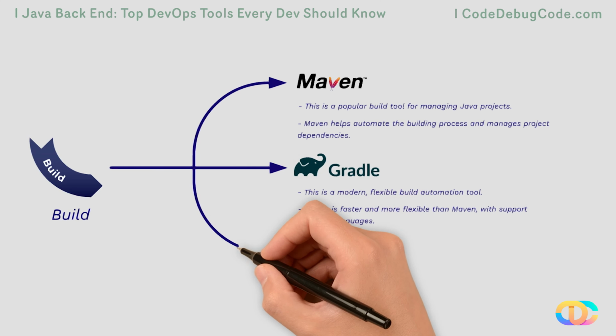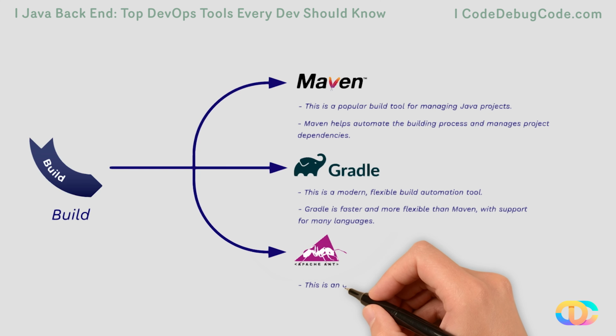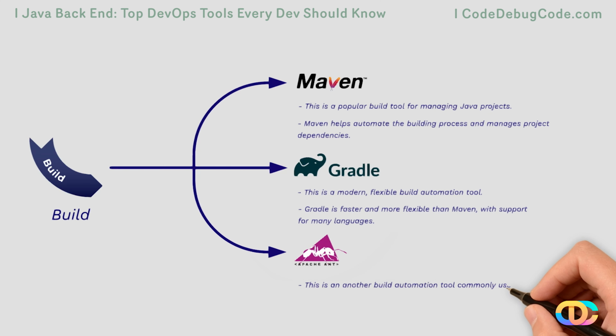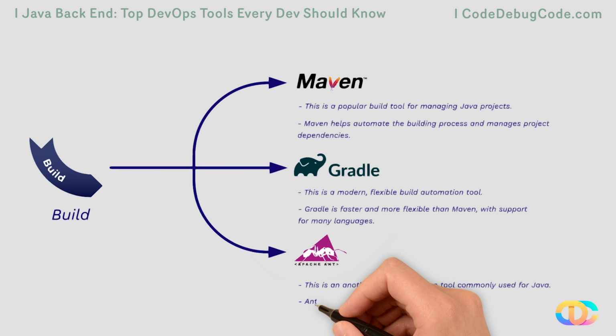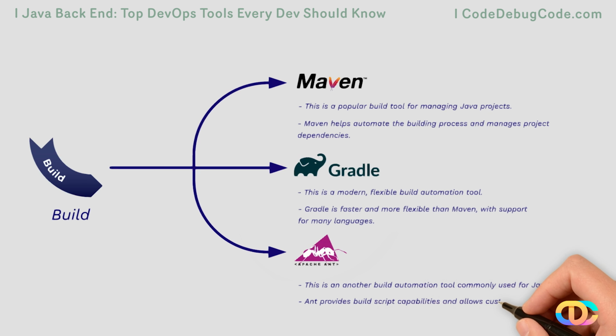Last but not least is Ant. This is another build automation tool commonly used for Java. Ant provides build script capabilities and allows customization of the build process.